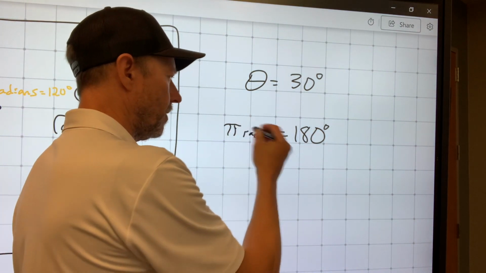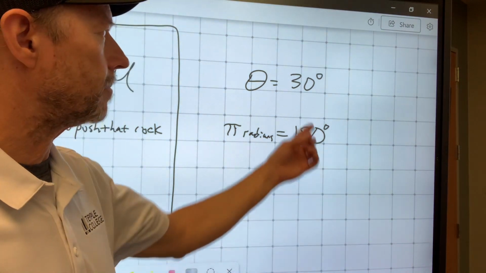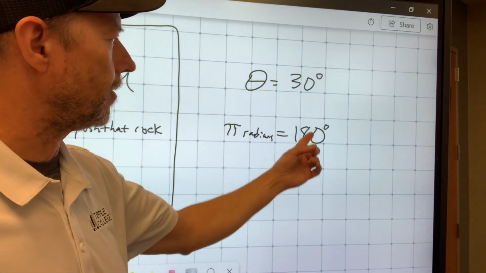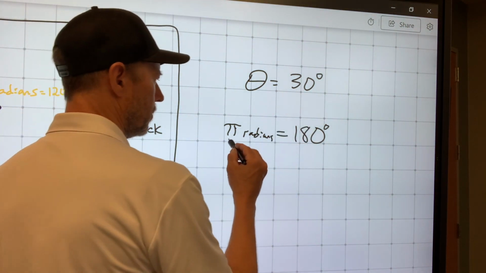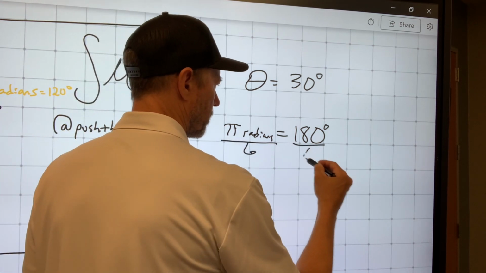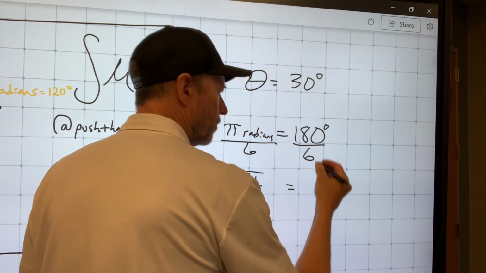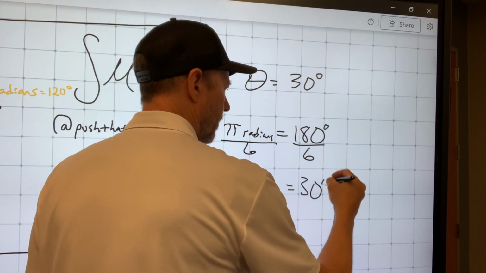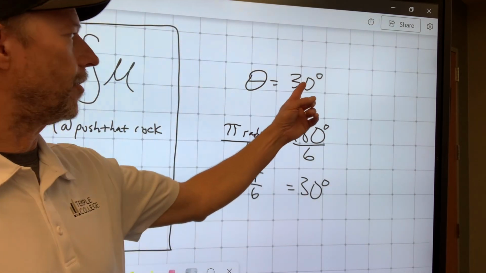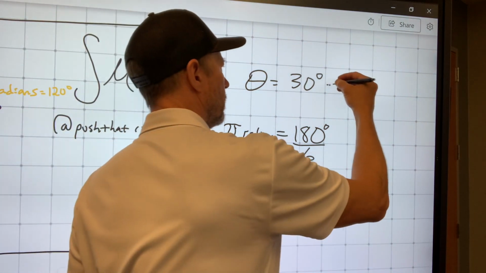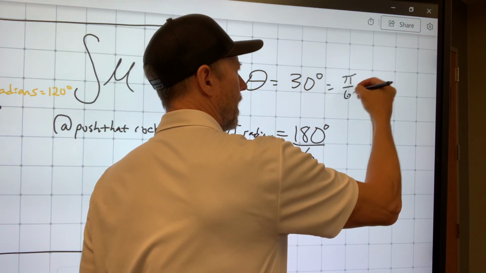So you can use this to convert. In this case, I'm trying to get to 30 degrees. Well, 30 degrees is 1/6 of 180. So I'll divide both sides by 6. And so I have pi over 6 radians is equal to 30 degrees. So we just converted 30 degrees to pi over 6. So 30 degrees is equivalent to pi over 6 radians.